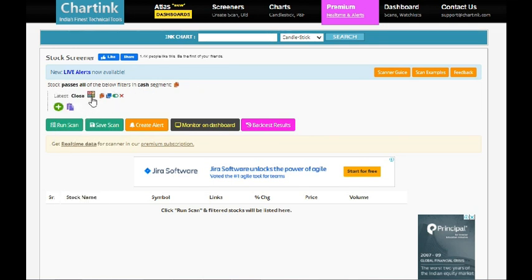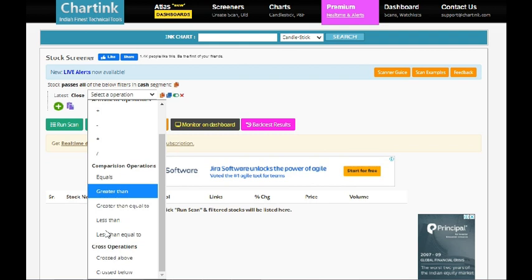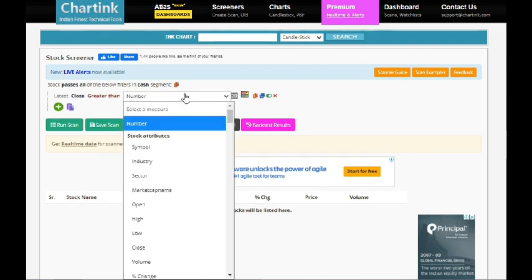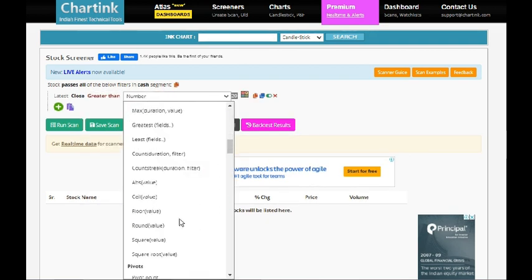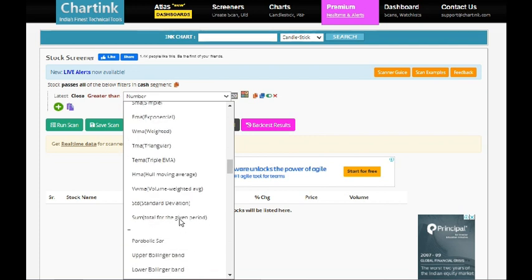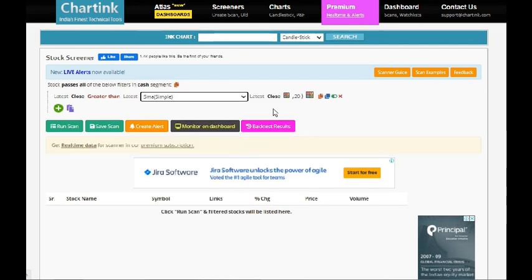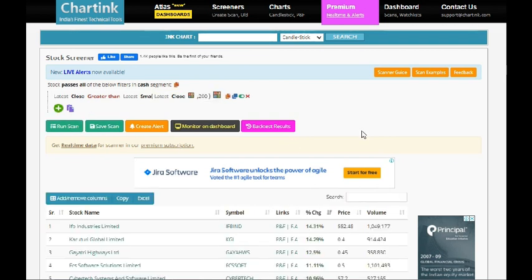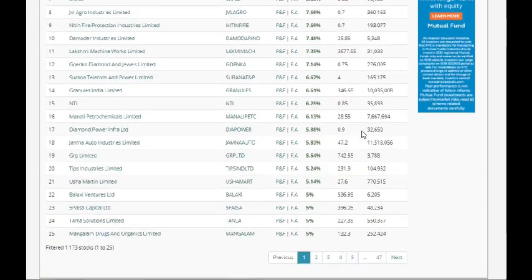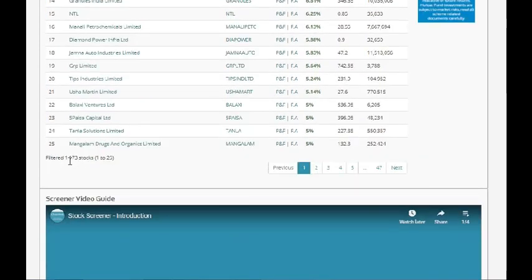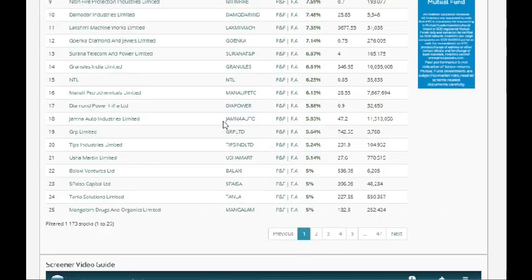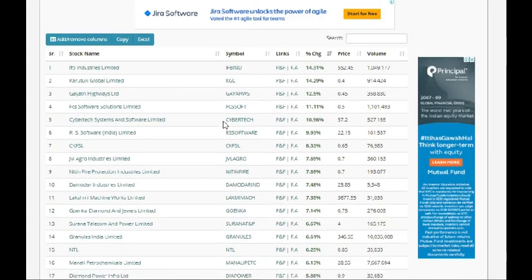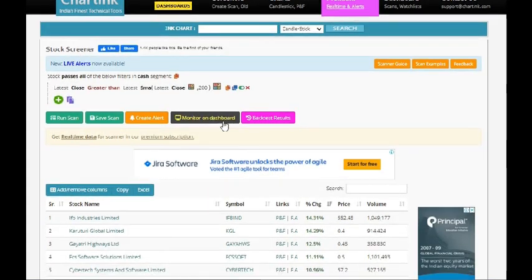So latest close is greater than SMA. SMA stands for simple moving average. SMA 200, and you run the scan. So you find all these stocks. There are like 1,173 stocks that are trading above the 200-day moving average.